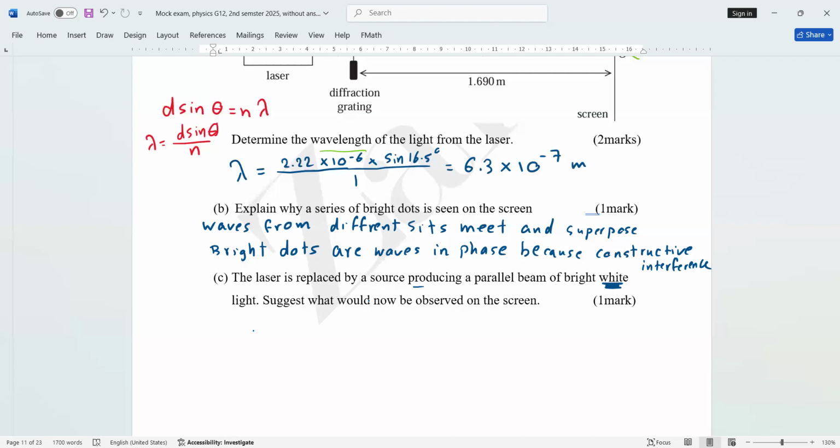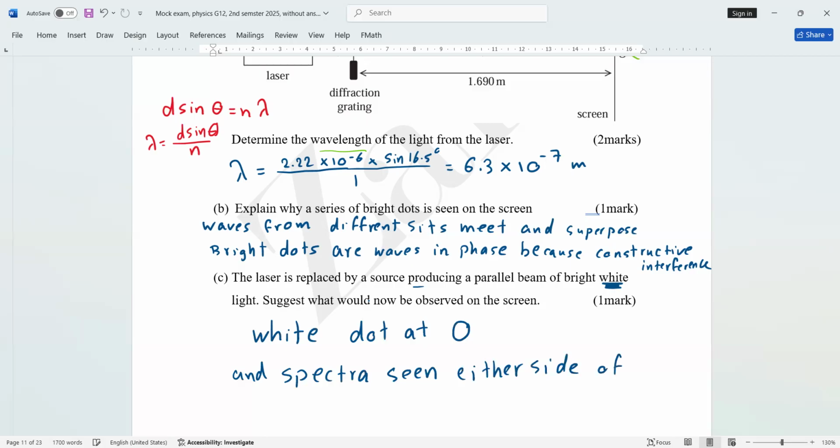So we write white dot at the center O. And spectra means rainbow. The spectra seen either side of O. So around O we will get rainbow.